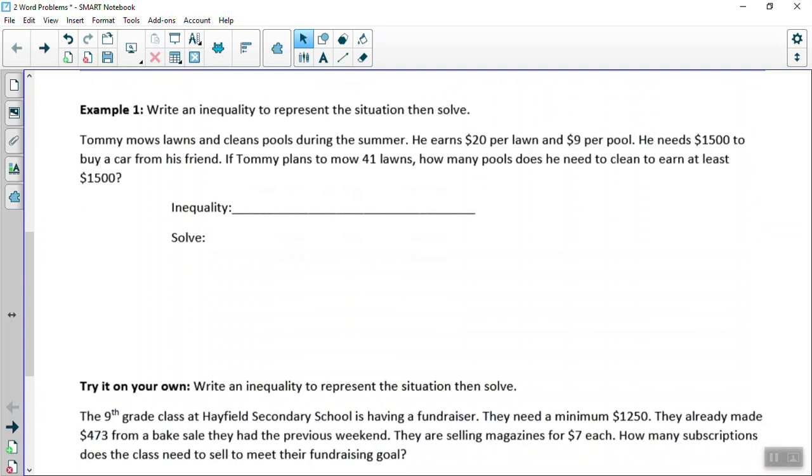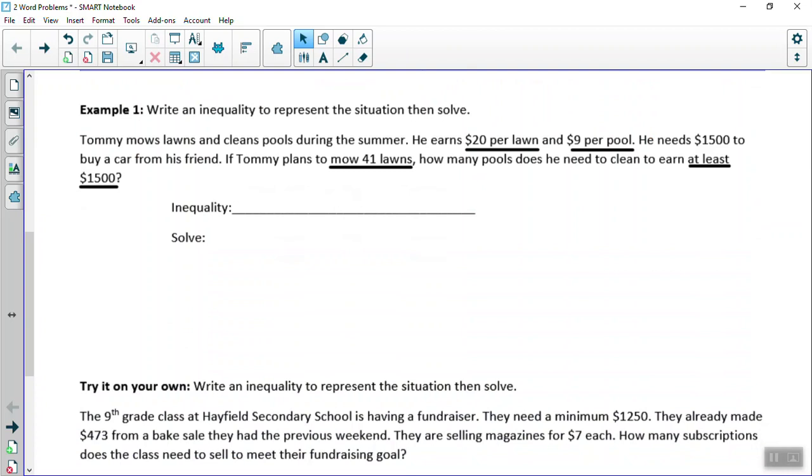All right, let's take a look at the information they've given us. So he earns $20 per lawn and $9 per pool. If Tommy plans to mow 41 lawns, how many pools does he need to clean to earn at least $1,500? All right, so the word "per" means we're multiplying. So we know how many lawns he did. That was 41. So we know we're going to do 20 times 41. But we don't know how many pools he cleans. That's what we have to figure out.